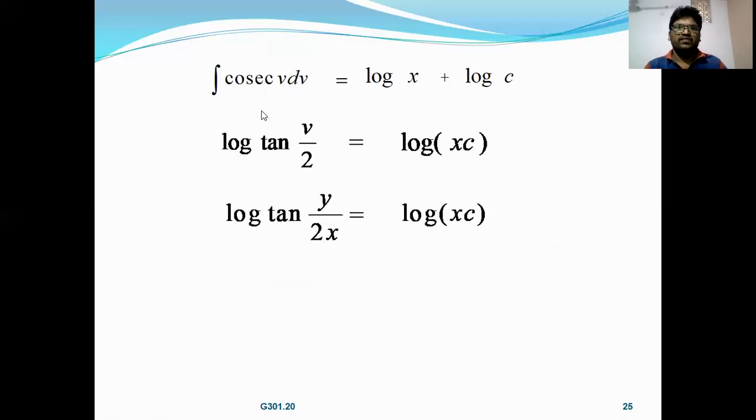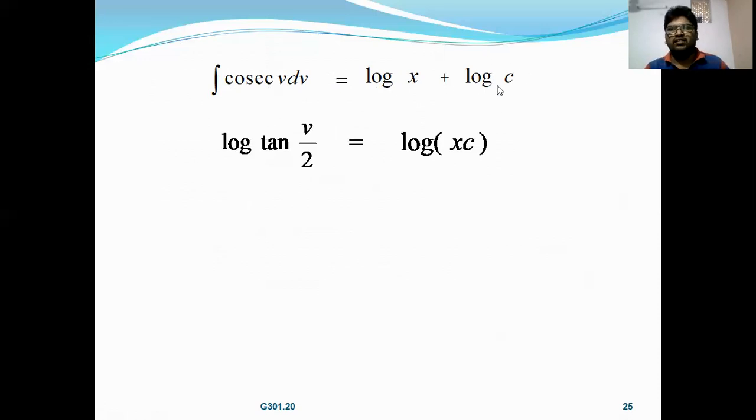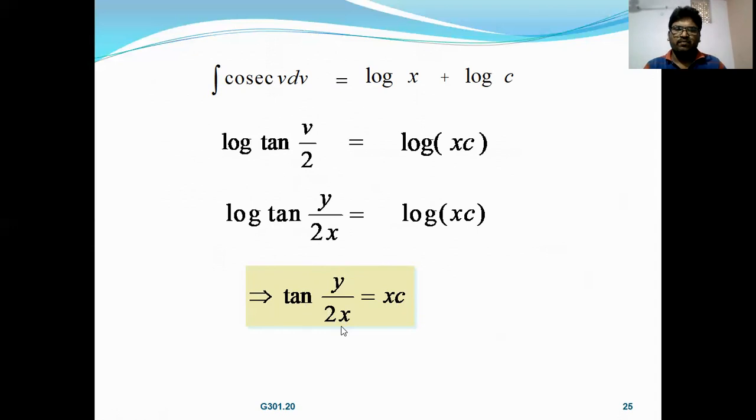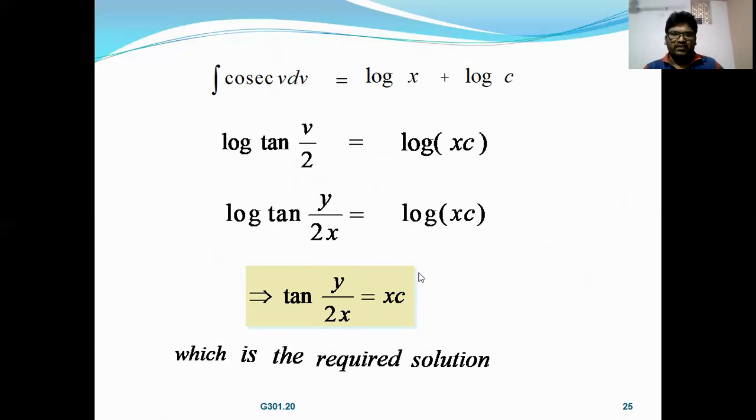So integration of cosec v is log tan v by 2, is equal to log x, and here the integration is completed. We put a logarithmic constant for the integration constant also. So log a plus log b is log a into b. On both sides, log is cancelled. Taking e to the power of log, the value is 1. Then the equation becomes tan v by 2 is equal to xc. Tan y by 2x is equal to xc. This is the required solution of the above differential equation.